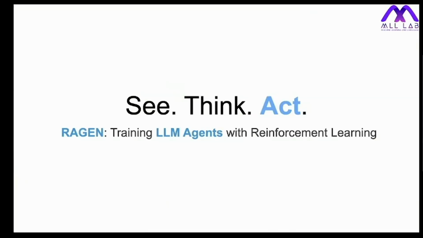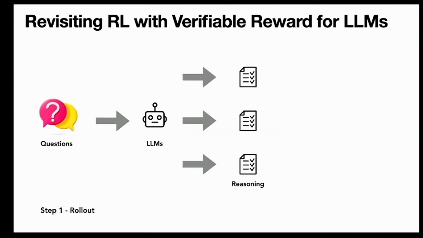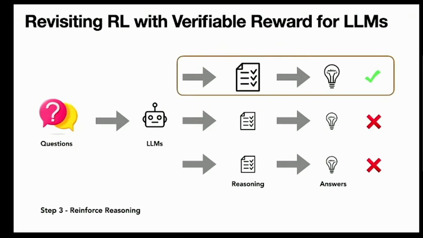Reinforcing reasoning. To train the agent, the goal is we want the agent to see, think, and act. So essentially, we try to use reinforcement learning to see whether the agent can learn how to reason in the environment. But if we check the current reinforcement learning algorithms, they have demonstrated success with verifiable rewards, like asking the model to do mathematical tasks or coding tasks. These verifiable rewards can help the model reason about which part is correct and which part is wrong.